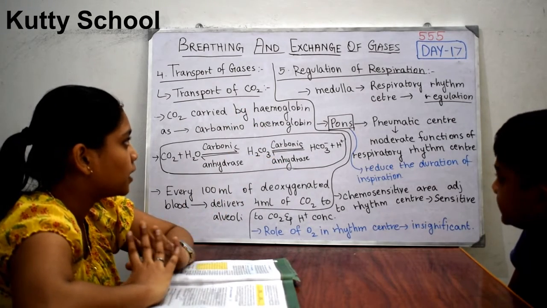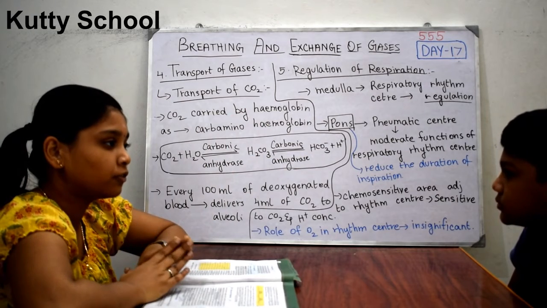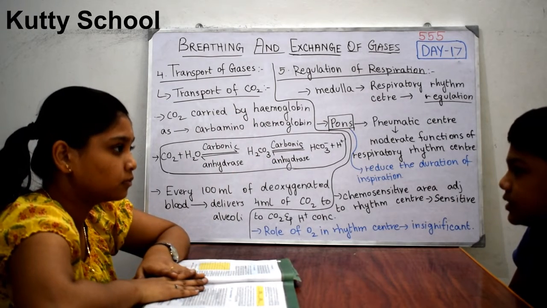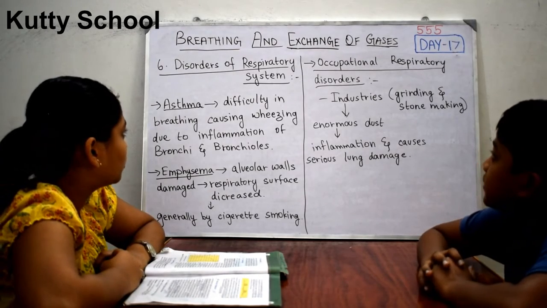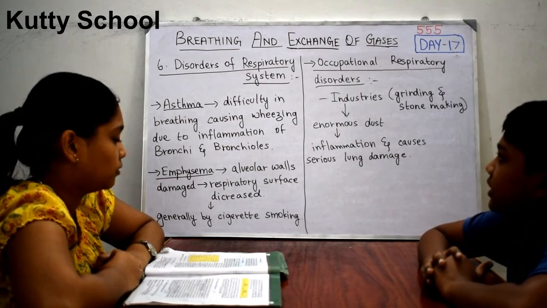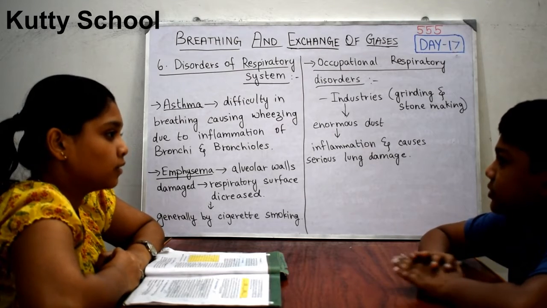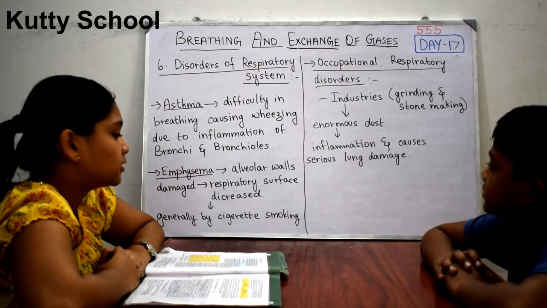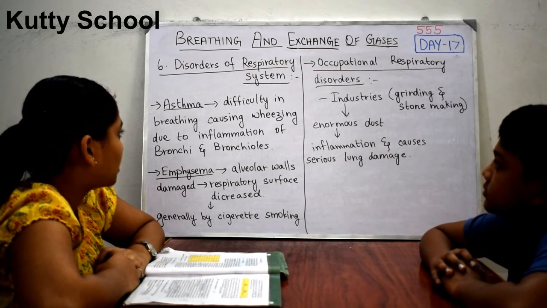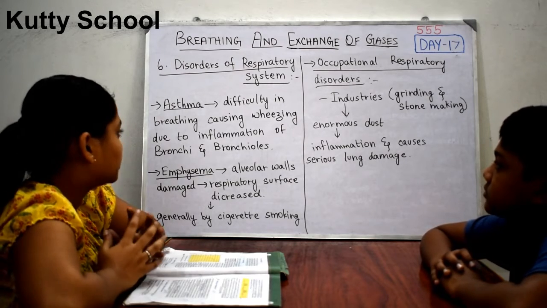Next we will see the disorders of the respiratory system. Now we are going to see the last topic, which is disorders of the respiratory system. The first one is asthma. How is asthma caused?